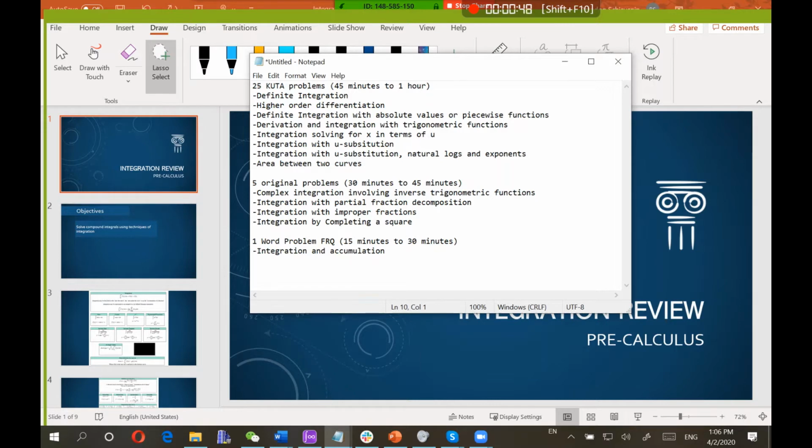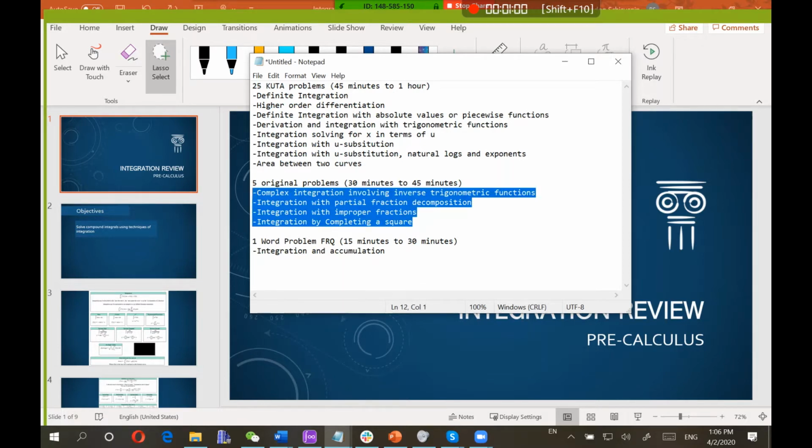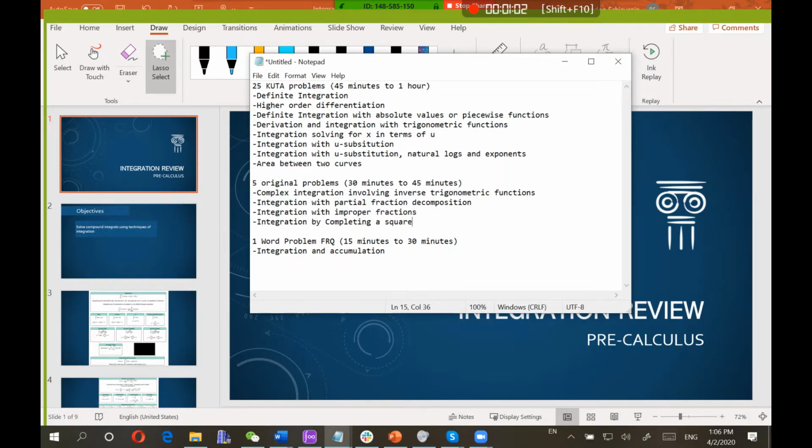Then you've got 5 original problems, which are a little bit harder from me. These are not computer-generated, but are tailored to have as many of these 4 things as possible. You're going to be looking at integration with inverse trigonometric functions combined with some other topic: integration with partial fraction decomposition, improper fractions, or completing a square. And then you're going to have one long form word problem.